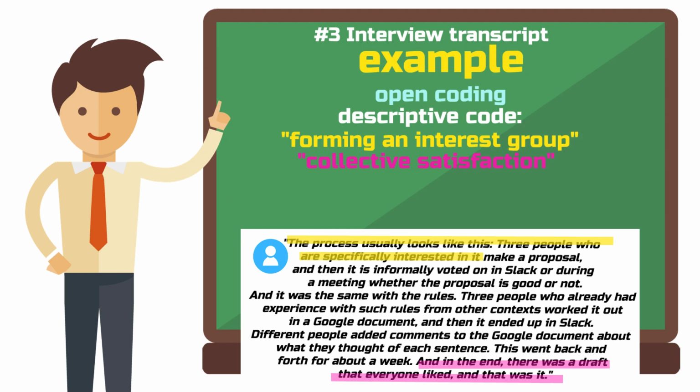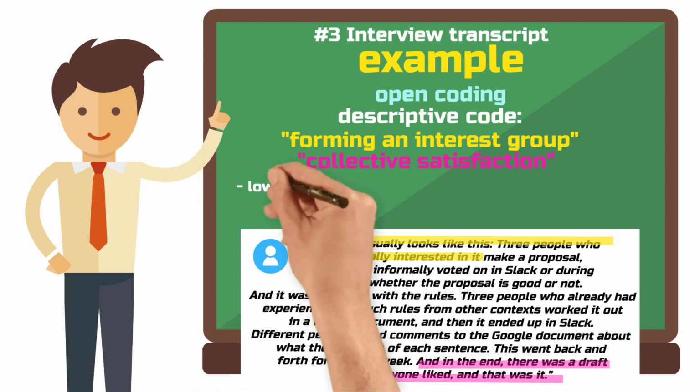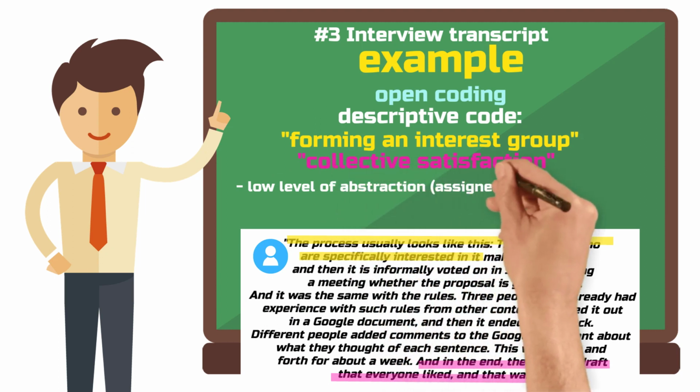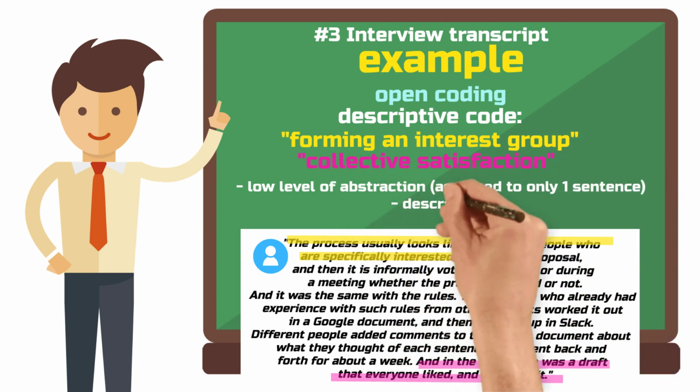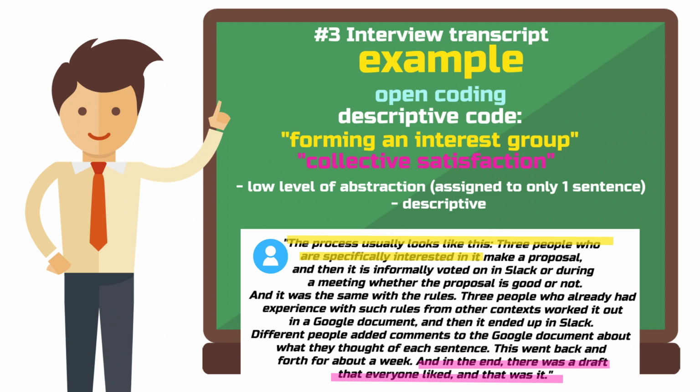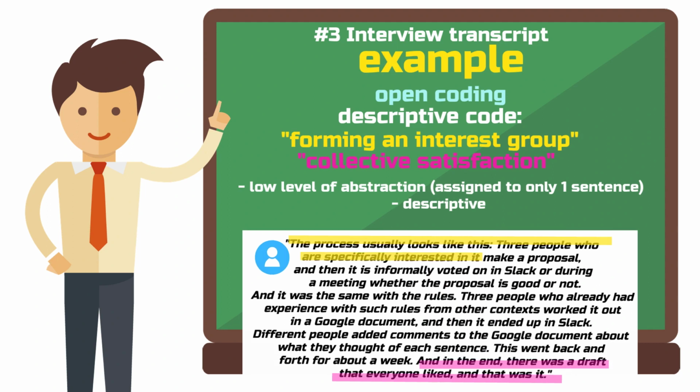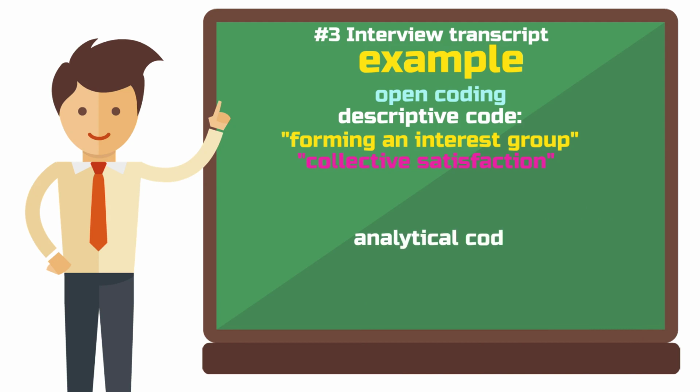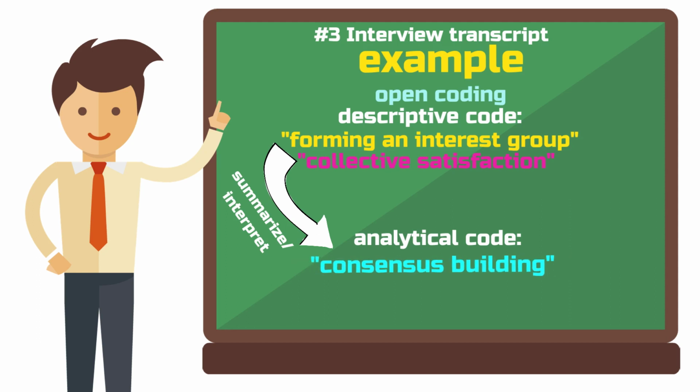These 2 codes are at a very low level of abstraction because they are assigned to only one sentence or line each. They are also very descriptive and merely describe what was said. To arrive at a more analytical code, we can now summarize or interpret the codes that we assigned to each line. For the given response, this could lead to the code consensus building. This code interprets the data and summarizes in 1 word or 2 what the response was essentially about.